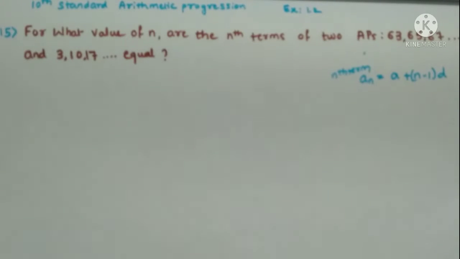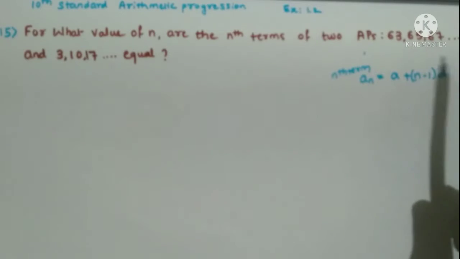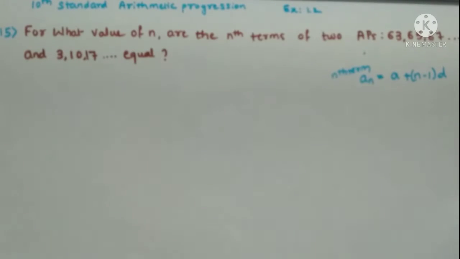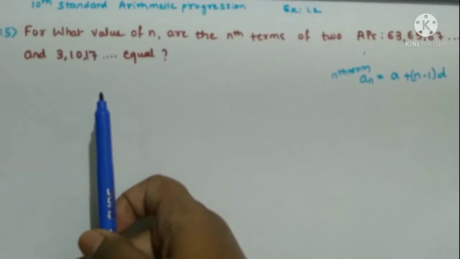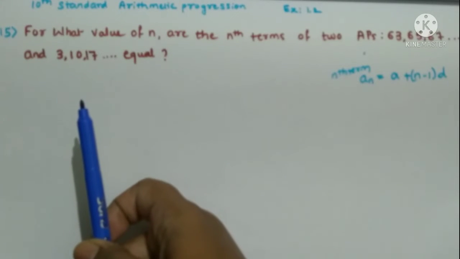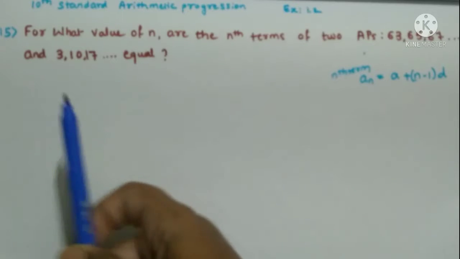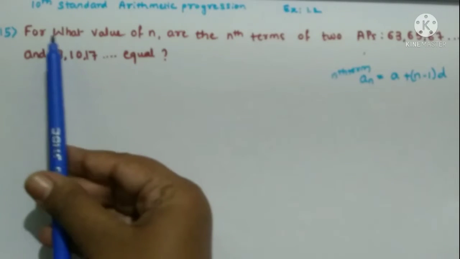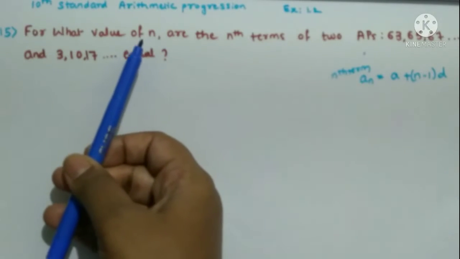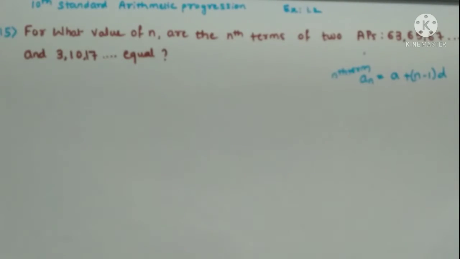So here they are asking for which value of n the nth terms of both the APs are equal. Both the APs are different, but if you go on writing the terms, one value will come the same in both. Which number is that, and what is its place? For what value of n? So we want to find the n value by equating the nth terms of both the APs.